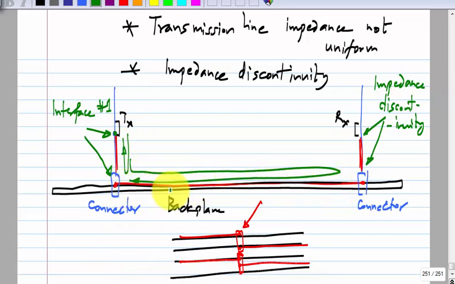Like I said, if the line is really long, then it is actually better for reflection. The reflection would have got attenuated because of the loss of the line. But if the line is very short, then the reflection problem can be worse. Okay? So, what happens is for a very long line, there will be a lot of loss, but there will be little reflection. And for a very short line, there will be a lot of reflection, but there may be very little loss. Okay?